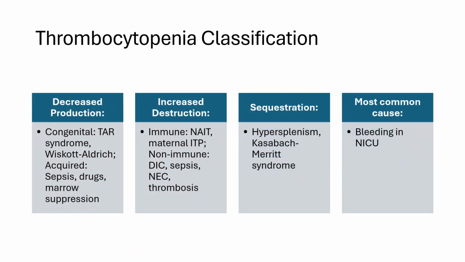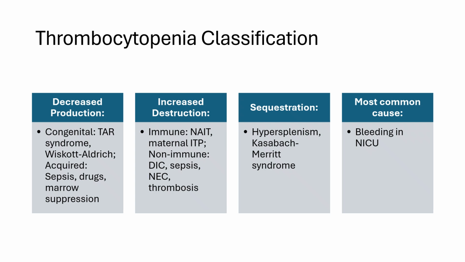Thrombocytopenia in neonates results from 3 primary mechanisms, each with distinct pathophysiology and clinical implications. Understanding these mechanisms guides diagnostic workup and therapeutic interventions. Decreased production occurs when the bone marrow fails to generate adequate platelets.